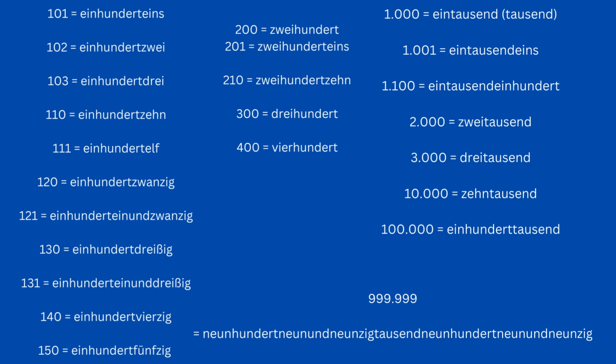210, 201. So like that, it's very easy. You can make it. 111 is 111. You know, elf is 11. So 111 is 111. So you can easily create count from 1 to 10,000. I've shown it.